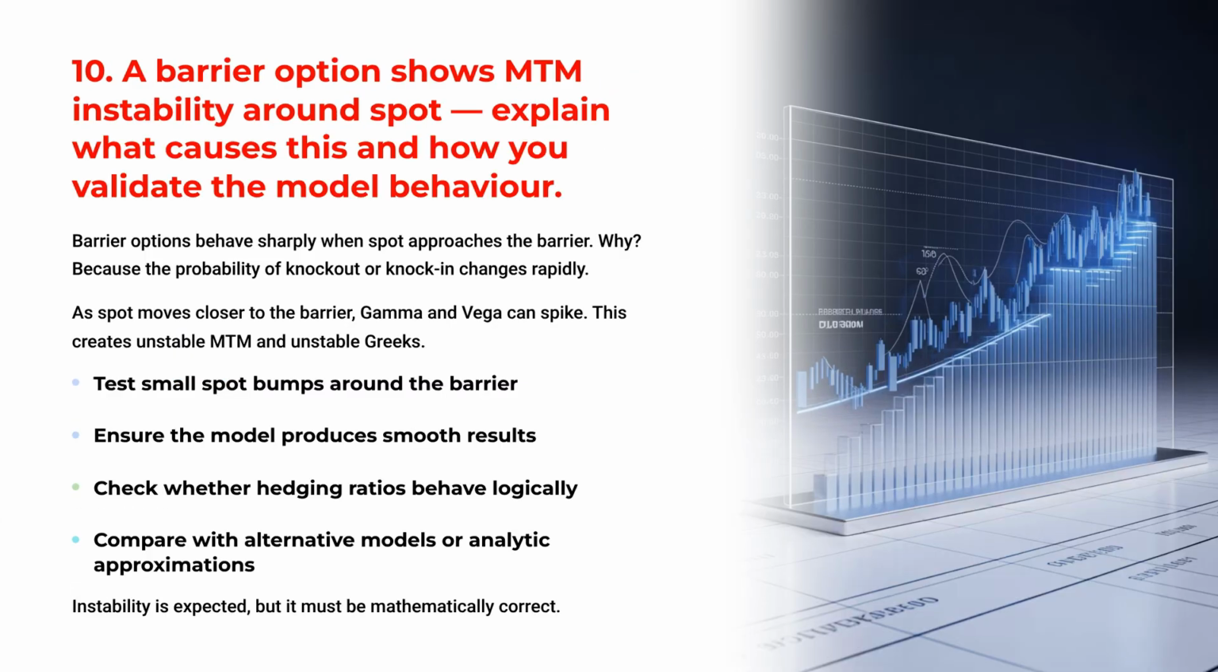A barrier option shows MTM instability around spot. Explain what causes this and how you validate the model behavior. Barrier options behave sharply when spot approaches the barrier. Why? Because the probability of knockout or knock-in changes rapidly. As spot moves closer to the barrier, gamma and Vega can spike. This creates unstable MTM and unstable Greeks.